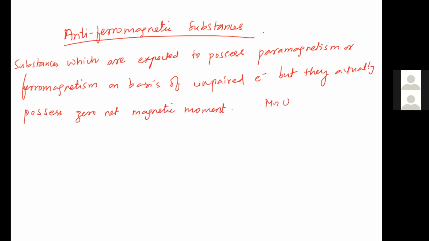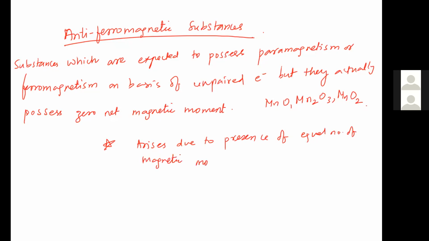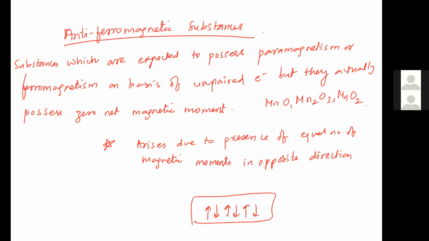Examples are manganese oxide, Mn2O3 and MnO2. So why is this happening? It arises due to the presence of equal number of magnetic moments in opposite direction. I'll draw the diagram of antiferro. It is like if I have 1, 2, 1, 2 and 1, 2. This is antiferromagnetism.